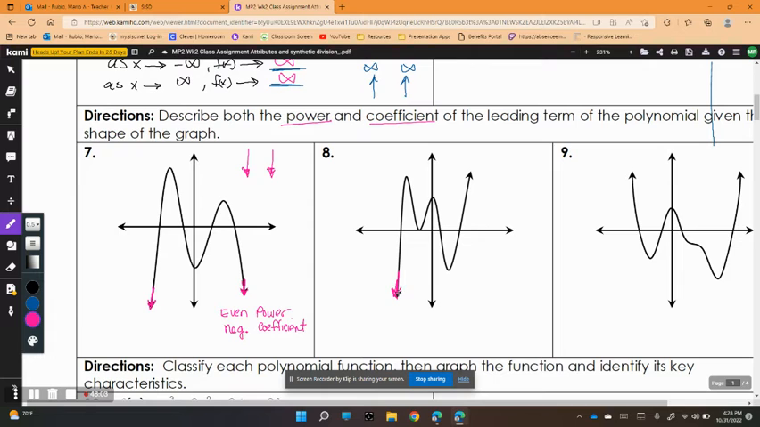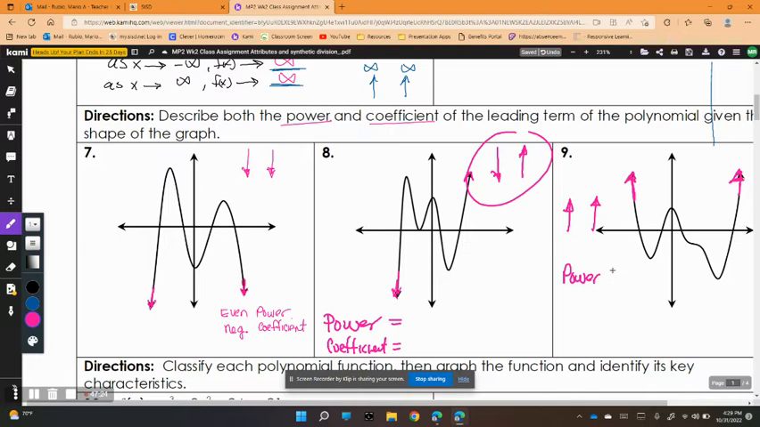This one, we've got a case where we've got one pointing down and one pointing up. Okay, so we've got left down and right up. We've got to figure out which power gives us that combination of one up, one down, and which coefficient gives us that scenario. Okay, same for this one. Left and right. So left, we've got pointing up, and right side, we've got pointing up. So this one's easy. When they're both pointing in the same direction, I know I'm going to have an even power.